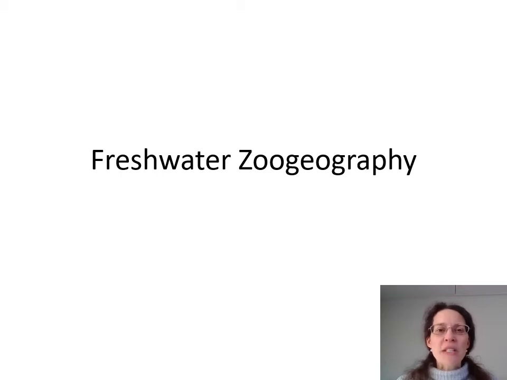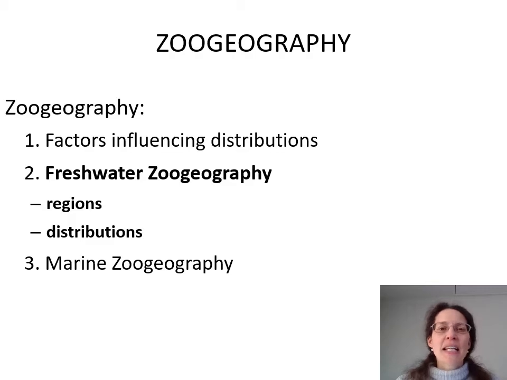Hello, today we will be talking about freshwater zoogeography. Now in the previous lecture we talked about zoogeography as a topic, kind of introduced it, looked at the factors that influence distributions. Now we're going to look at freshwater ecosystems in particular, and we're going to specifically examine those for the distribution of fishes. So we'll look at the major freshwater zoogeographic regions, and we'll talk about the distributions of fishes within those regions.